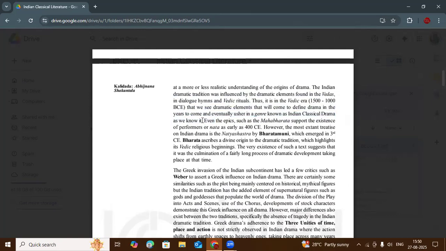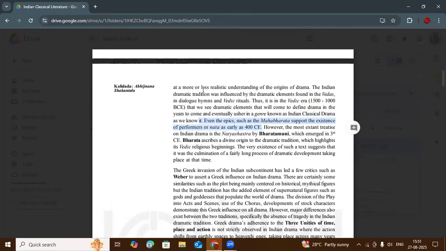Even the epics, such as the Mahabharata, support the existence of performers or nata as early as 400 CE. What does it mean? The Mahabharata mentions nata, that means actors or performers, which shows that by 400 CE, drama and performance were already practiced in India. This proves that acting and stage traditions are very ancient.